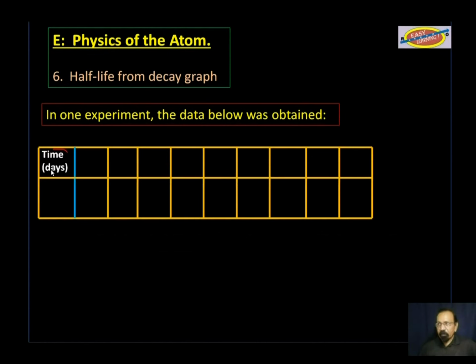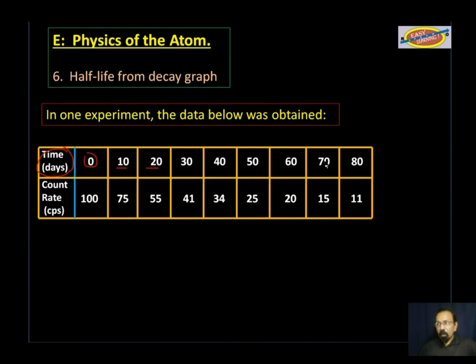So you have time in days here and count rate on those days. At 0 day, when this experiment started, the count rate was taken, and then 10 days later, 20 days later, and so on. At 0 day, the count rate was 100. At 10 days, the count rate was 75, and so on until you reach 80 days, the count rate dropped to 11.